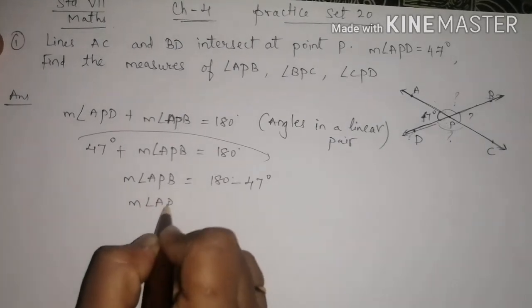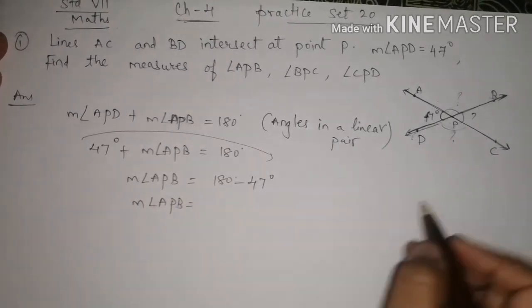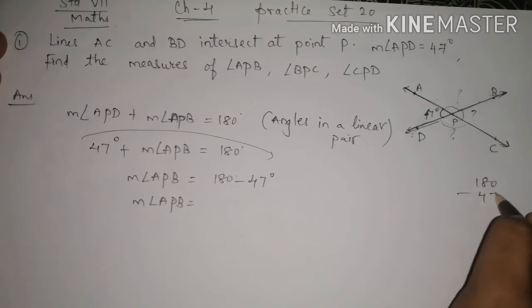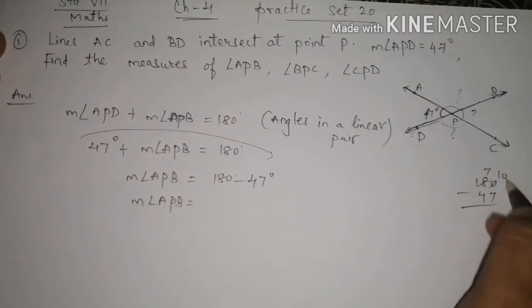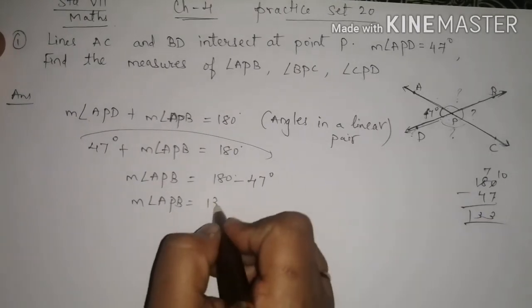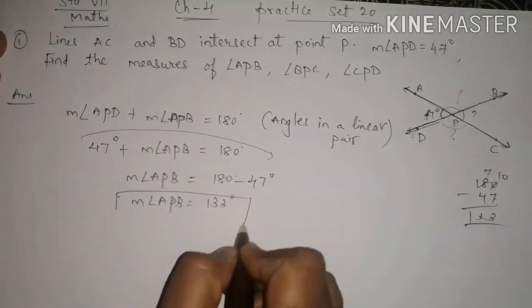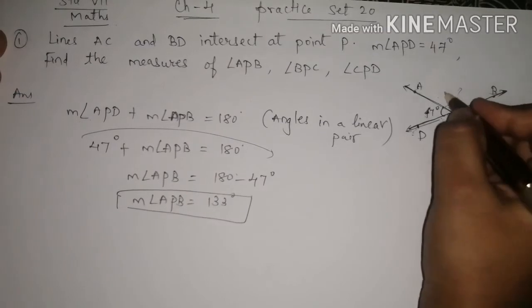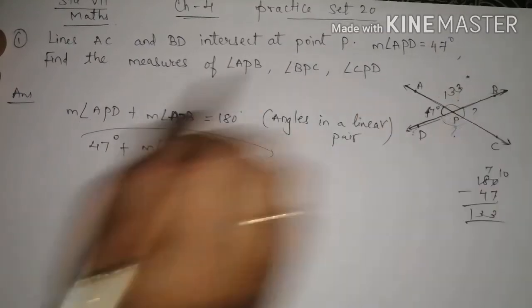So measure of angle APB is equal to 180 minus 47. If you subtract, you will get how much? 10 minus 7 is 3, 7 minus 4 is 3, and this one comes down, 133 degrees. So now measure of angle APB is how much? 133 degrees. We got it.